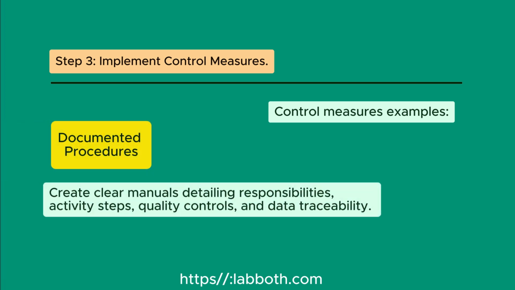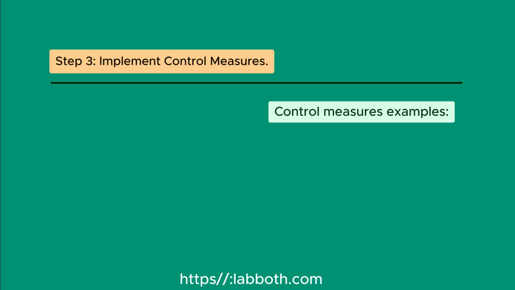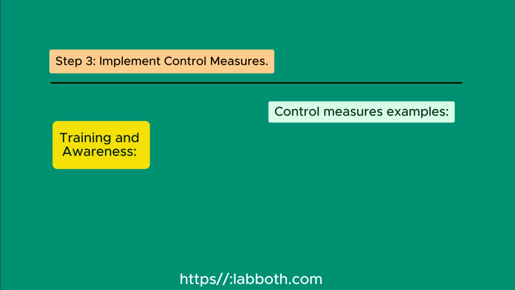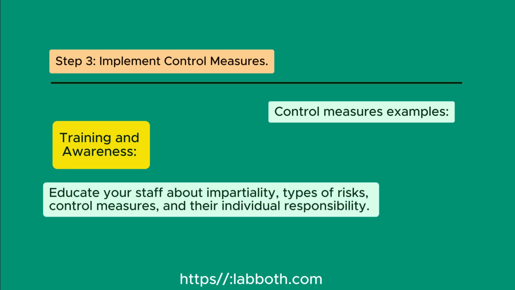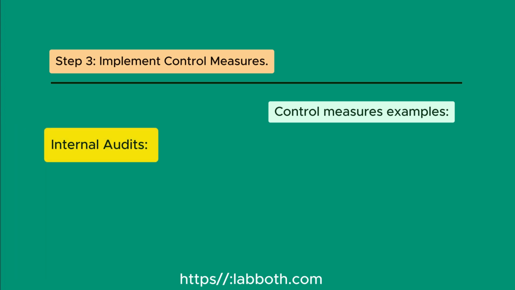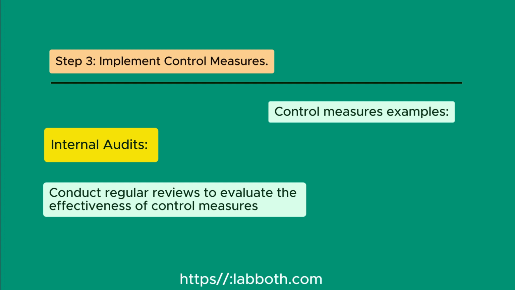Create clear manuals detailing responsibilities, activity steps, quality controls, and data traceability. Training and awareness. Educate your staff about impartiality, types of risks, control measures, and their individual responsibility. Internal audits. Conduct regular reviews to evaluate the effectiveness of control measures. Look for compliance with procedures, application of controls by staff, and potential failures in the system.